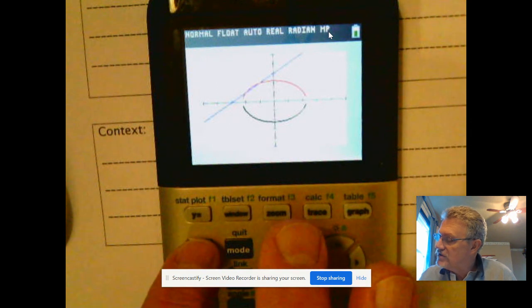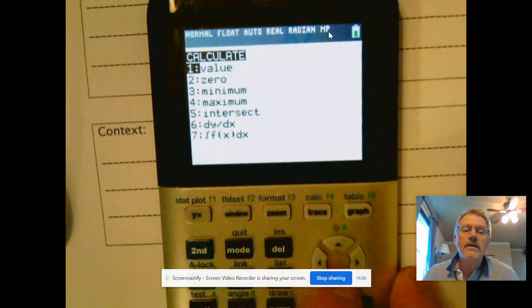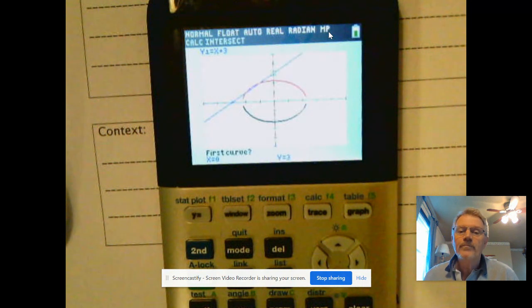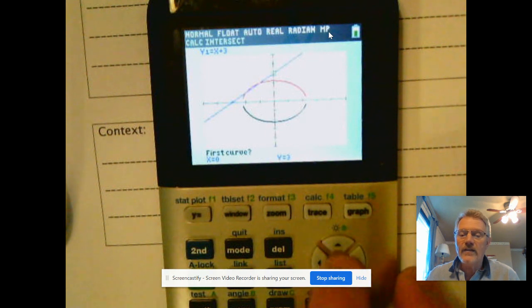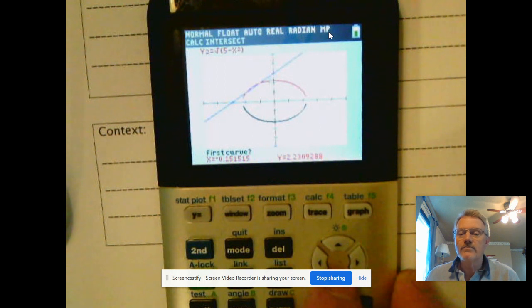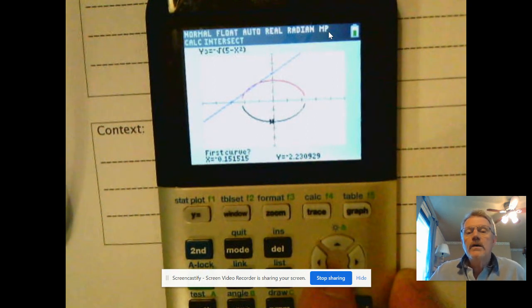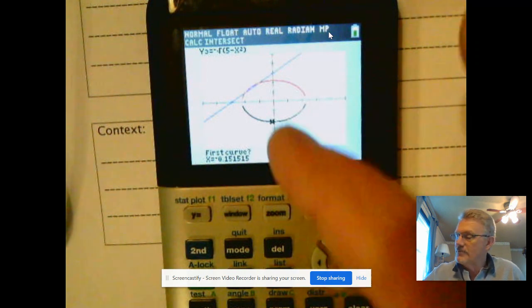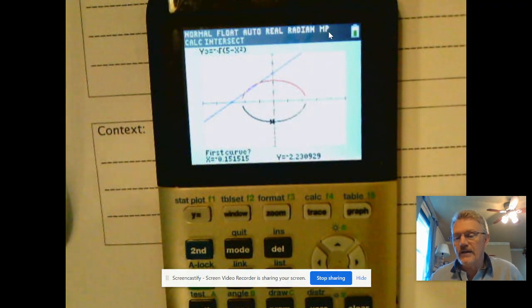All right, so second trace intersect. Notice it starts out on the line on the y-axis, right? That's just because I put that one in first. The right arrow and the left arrow move along the graph that you're on. The up and down arrows move between the different graphs, different functions that we put in. So if I have an intersection with the top circle and the bottom circle, I've got to go up and down to move to the proper circle.